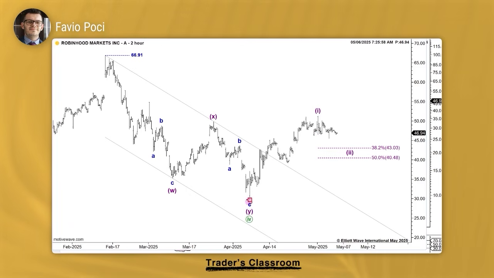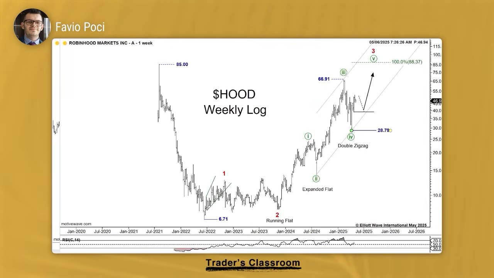And let me put the labels for this purple wave 1. It's going to be a lower degree. Yeah, that's what happens when you don't use the automated version of the label. Okay. So we can count 5 up here. A corrective pullback will set the stage for a nice rally over the next few weeks.